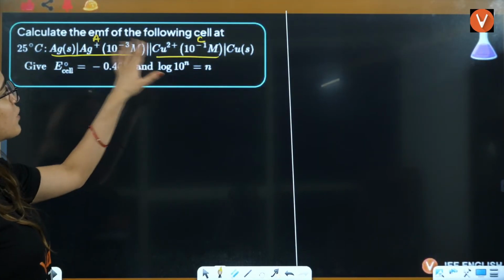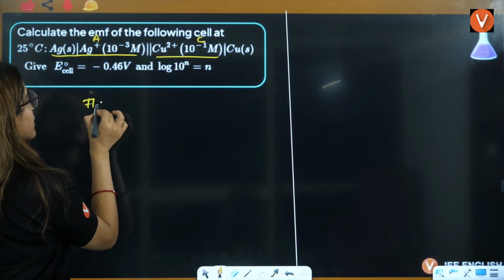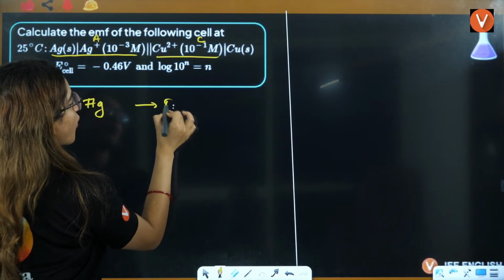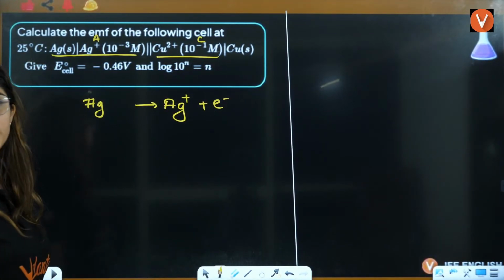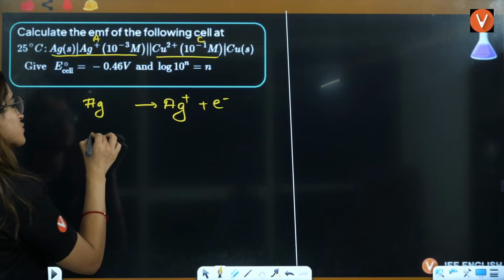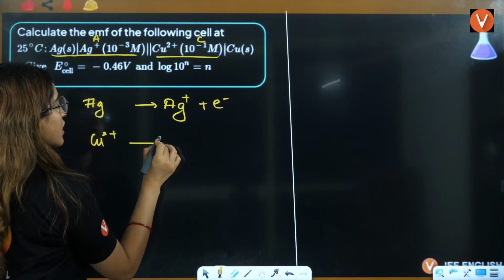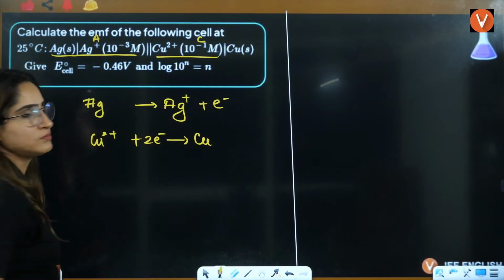That means this is anode, this is cathode. It is losing the electron. So this will be 2 Ag positive. It is losing the electrons. That means here it will be 1 electron. This is cathode. It is gaining the electron. This will be Cu2 positive plus 2 electrons give rise to Cu.